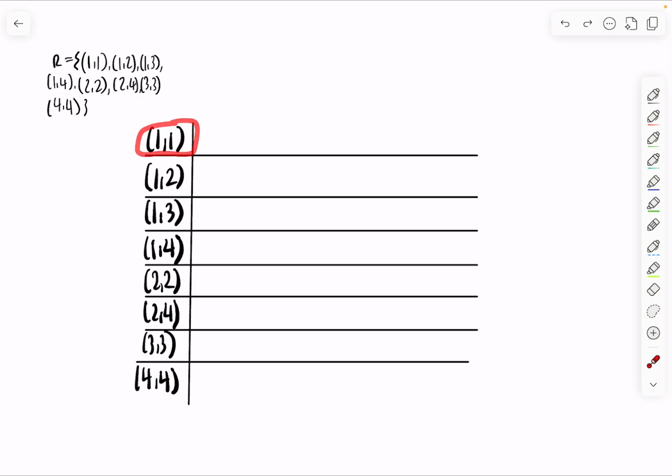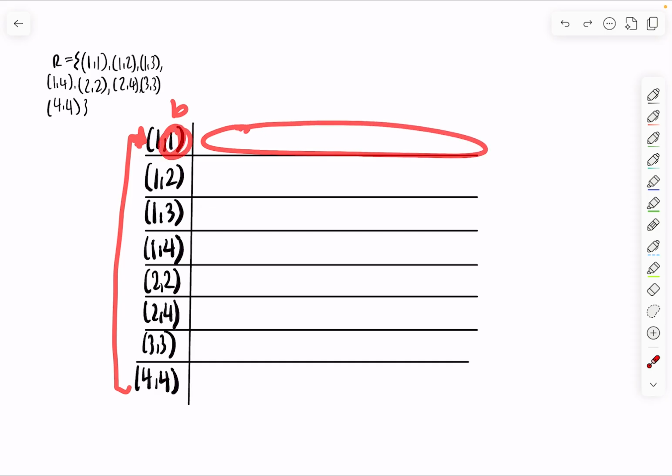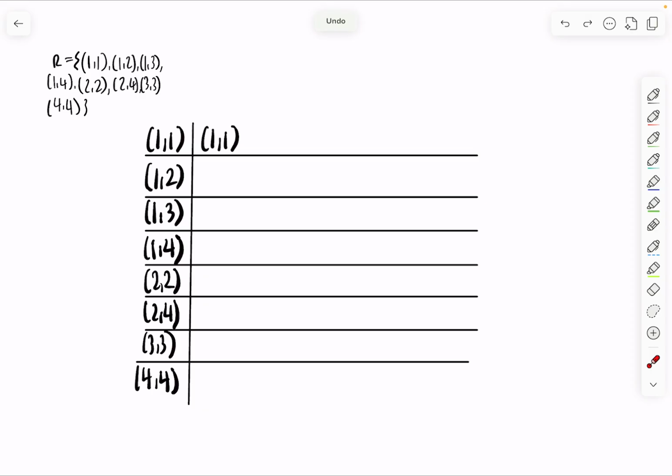You're going to start with your first point. Remember that it's A comma B, so A is 1, B is 1. You want to focus on your B value. Your B value is 1. So you're going to go through all of the points, including the one that you're looking at. And the ones you're going to add here are those that start with your B value. So you're just looking for those that start with 1. So this one starts with 1, so you're going to add 1, 1 here. This one starts with 1, so you're going to add 1, 2 there. This one starts with 1, so you're going to add 1, 3 there. This one starts with 1, so you're going to add 1, 4 there. The rest of them do not start with 1, so you're good.